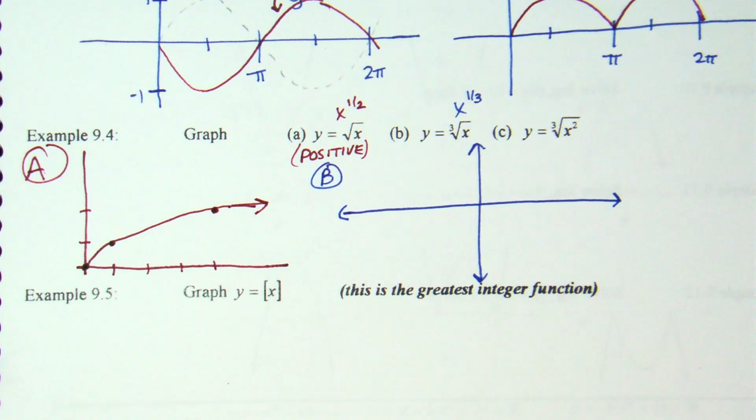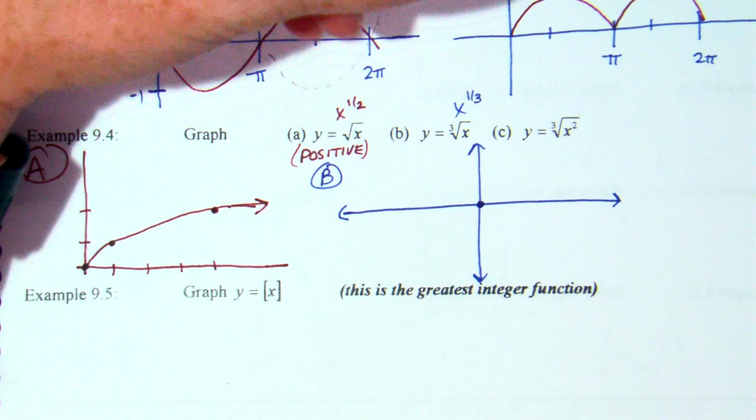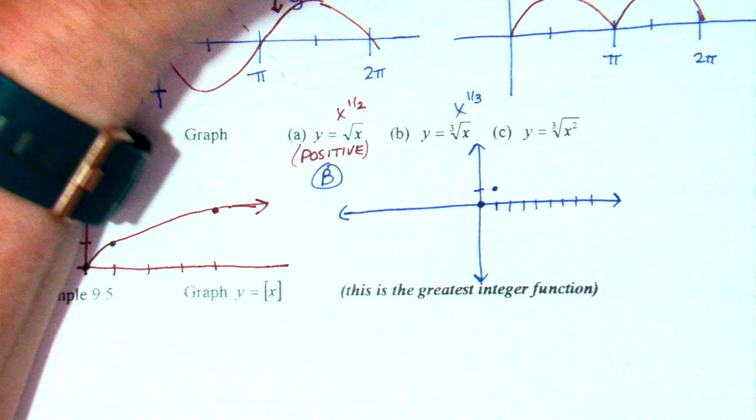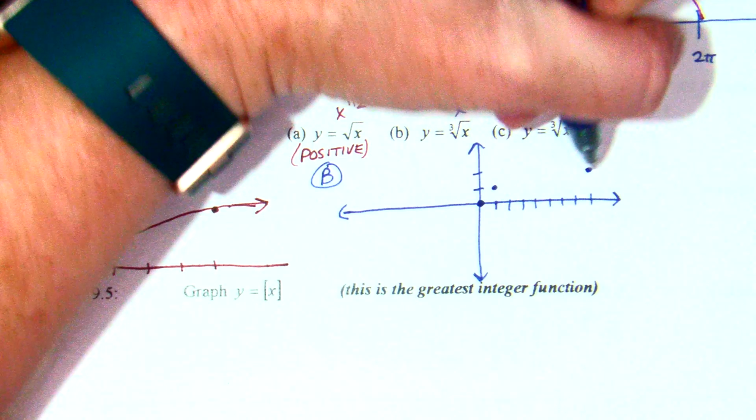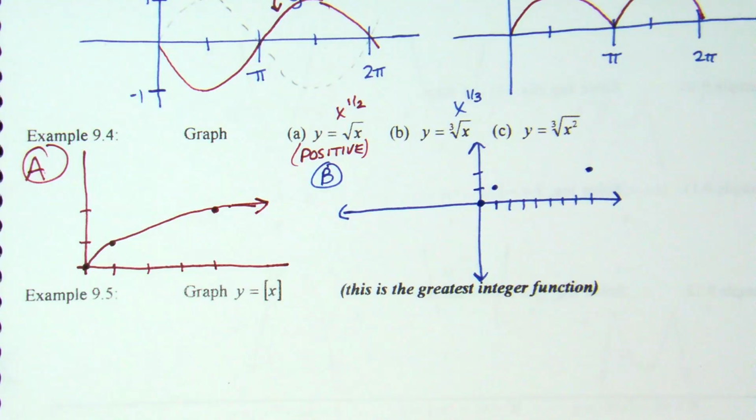Okay. You can also put in numbers, right? If we put in numbers, we've got a point at (0, 0). What's the cube root of 1? 1. So we have a point at (1, 1). What's the next perfect cube? 8 is the next number I can take the cube root of, right? And the cube root of 8 is 2. So we have a point at (8, 2).